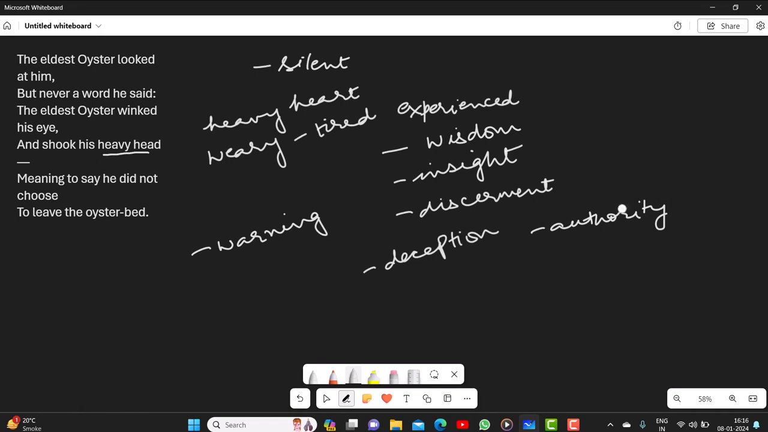Now we can relate these figures to the sun. If you recollect when we read the first stanza, the sun displayed authority and power so shamelessly, isn't it? And here I can see yet another alliteration, heavy head. So let's move on to the next stanza.